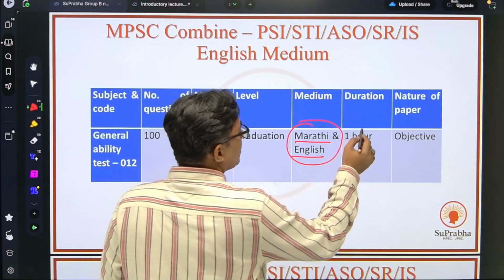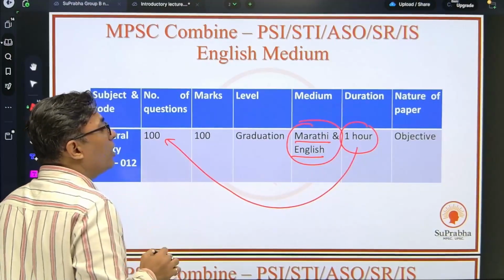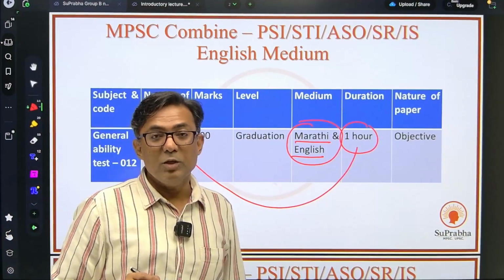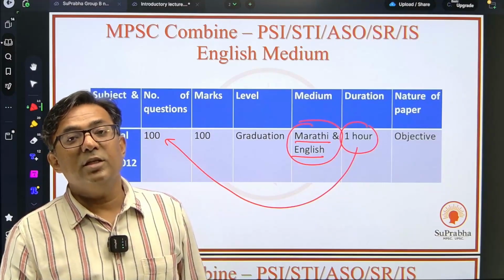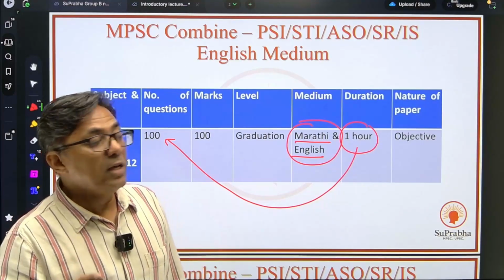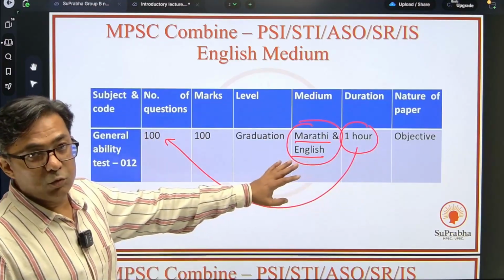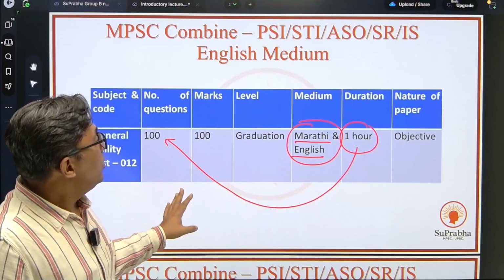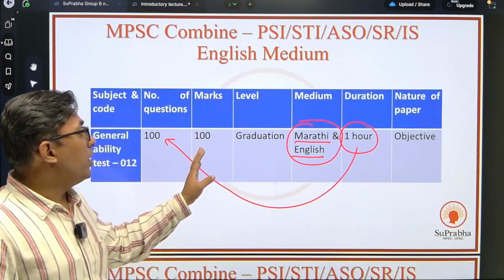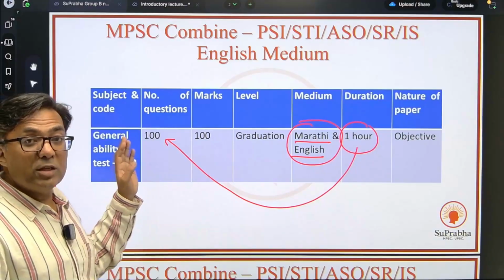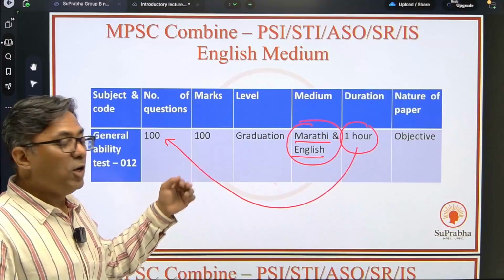Only catch is that the question paper will be for 1 hour. In 1 hour, you are going to tackle 100 questions. So what is the key? Speed and accuracy. That is the key. You will have to be fast, at the same time you will have to be accurate. And prelims is objective in nature, MCQs. Fine. So this is the prelims pattern: the first stage, 100 questions for 100 marks in 1 hour, objective. The whole combined exam, prelims and mains both, is objective.